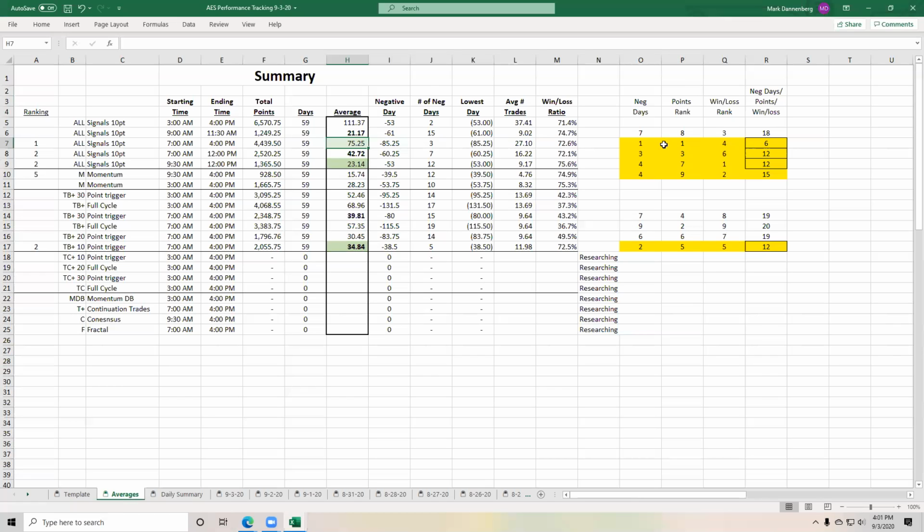And so it ranks number 1 in terms of point production, it ranks number 1 in terms of negative days, and it ranks number 4 in terms of win-loss ratio. But you can see here that we're very, very close, neck and neck, within 1 to 2 percentage points on win-loss ratio. So it's a very strong category, and that's simply from 7 a.m. to 4 p.m. if you choose to do that, trading all of the signals, the trend bias, the continuation, and the consensus and momentum signals.